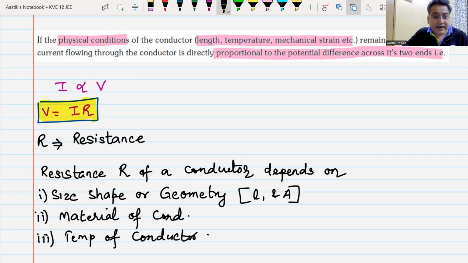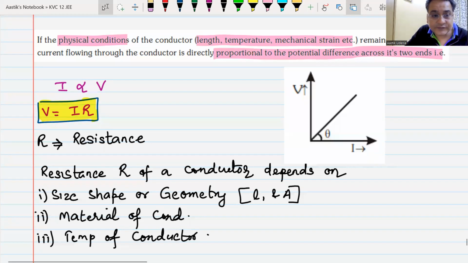coming class. Right now, first listen to me, then write. I'll give you time to write. If you draw a graph between V and I for a conductor, the graph would be a straight line. Do we understand this?